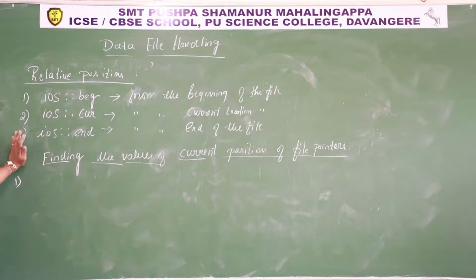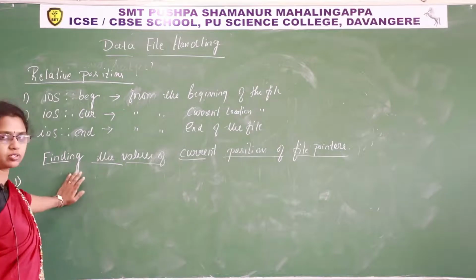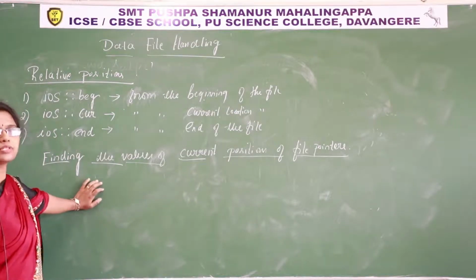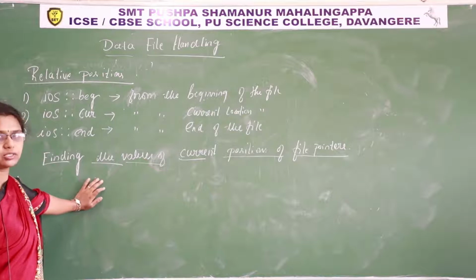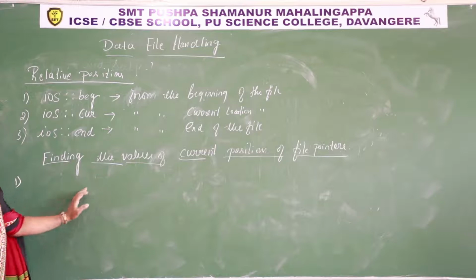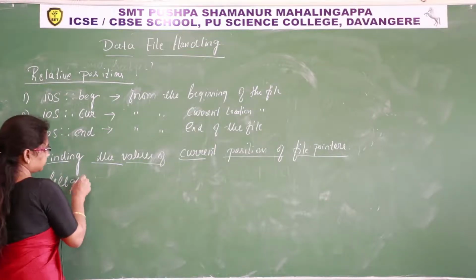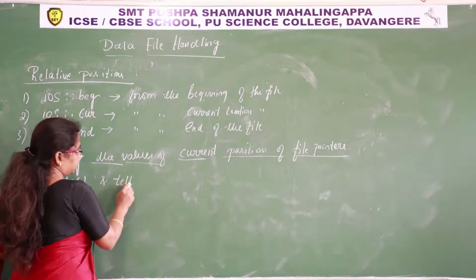See how we have two functions to move file pointers, seekg and seekp. We have two more functions to find the position, the value of the position of a file pointer. There are two functions called tellg and tellp.